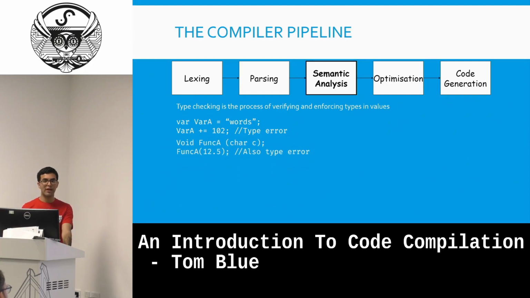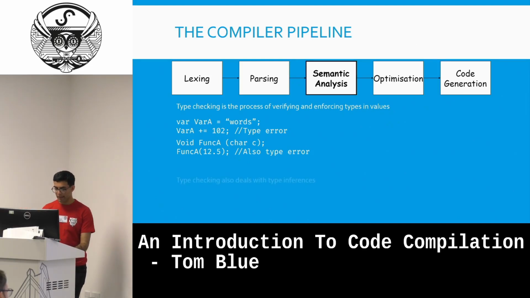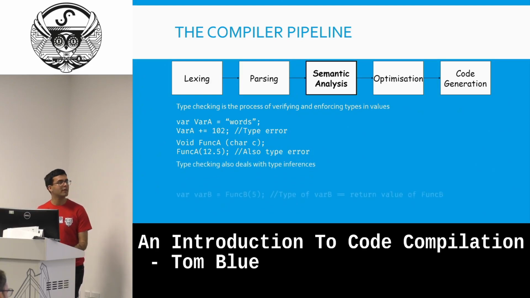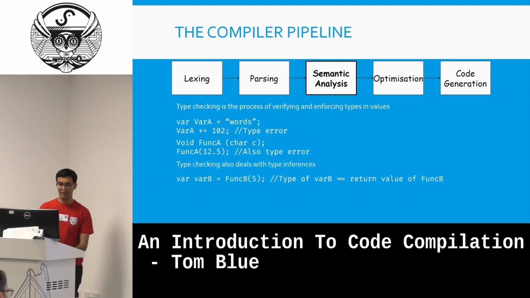It also applies to passing things into functions as parameters. If you try and pass 12.5 into a function that takes a character, that's also going to result in a type error, because you can't pass a float in where it's expecting a character. Type checking also deals with type inference. So if var b is equal to the result of a function, then it'll infer what type var b is going to be based on the return value of the function. However, at this stage, we don't know what the function is returning.